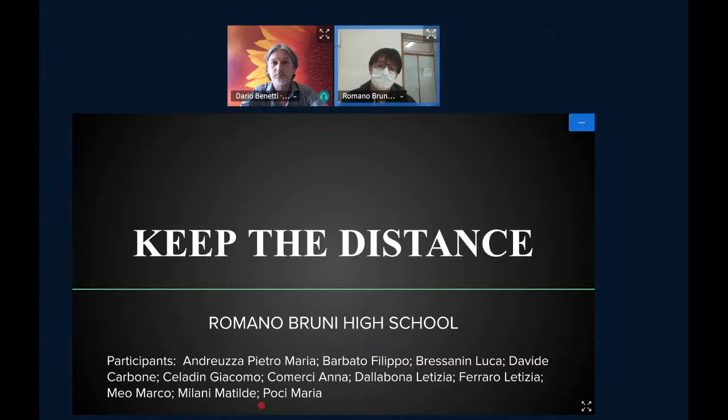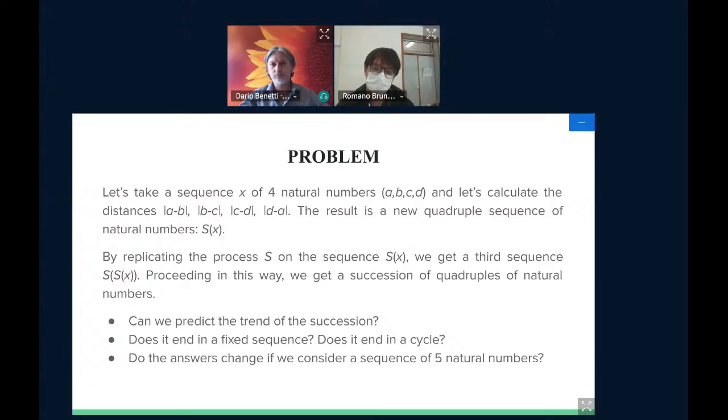Okay, sorry. So hello everyone. We are the Romano Bruni High School from Padua, and today we are presenting our problem, Keep the Distance. This problem is about a sequence X of natural numbers A, B, C, D, and we calculate the distances between them. The result is a new quadruple sequence of natural numbers. By replicating the process S on the sequence, we get a third sequence, and proceeding in this way, we get a succession of quadruples of natural numbers.